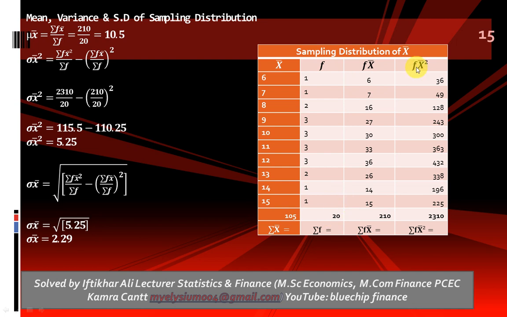After that we need f x bar square, which is equal to f x bar multiplied by x bar, or you can take an alternative method: just take the square of x bar and then multiply the result with f. So x bar square is 6 by 6 is 36, 7 by 7 is 49, and so on. So the sum of f x bar square is 2310. So simply put all the values into the formula of mean, variance, and standard deviation. Mean is 10.5, variance 5.25, and standard deviation is 2.29.